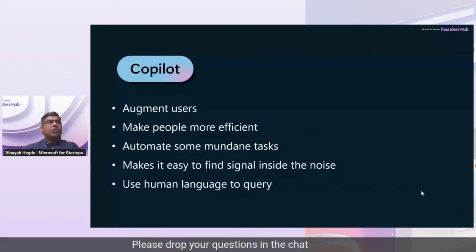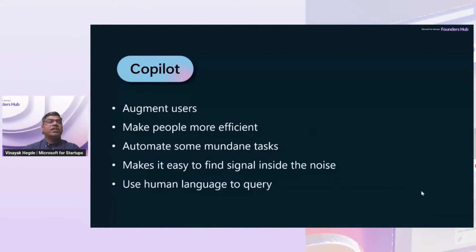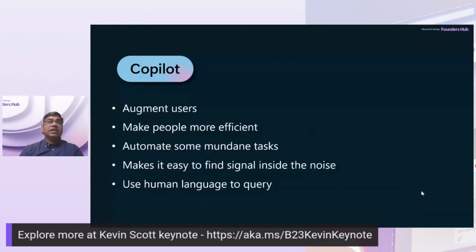One way of looking at Copilot is that it augments any user. It makes people more efficient. It is able to automate some mundane tasks. And when you have a lot of data, like we saw in the summarization case, whether it's in a financial filing, a legal database, or your own intranet, and again, I'll show an example of that when I come to the demo of Aisera, where there's a lot of data on the internet and the intranet, and you want to be able to find what you want really quickly. So it makes it easy to find signal in the noise.